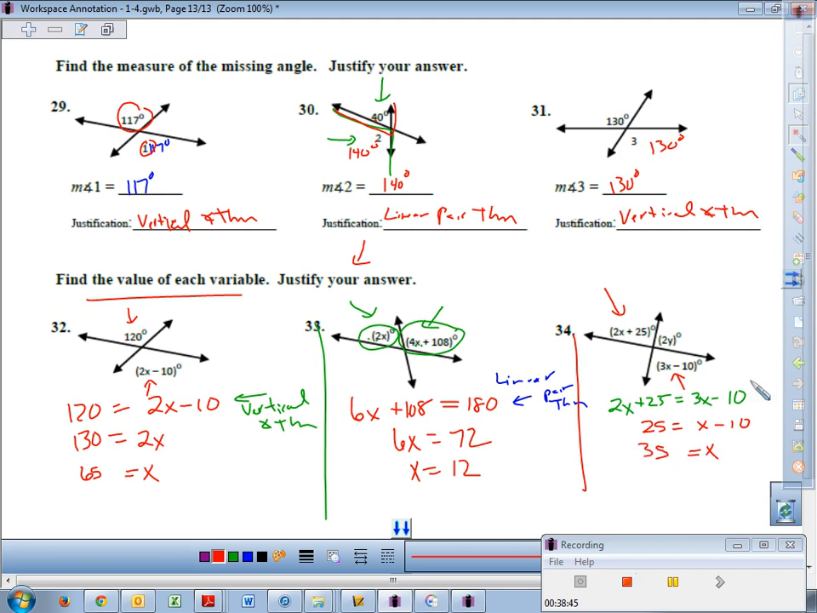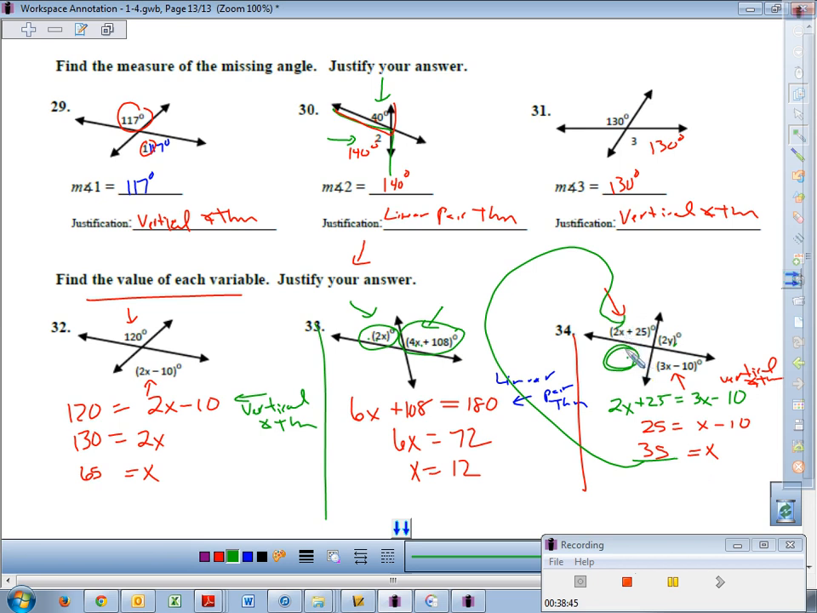It was vertical angle theorem. But we're not done. Because didn't it say find the value of each variable? How in the world can I find y? I don't have anything to set it equal to right here. And I can't set 2y equal to 2y. That turns out to be a true statement. Don't plug it in, but do what? Substitute 35 in for x, right?